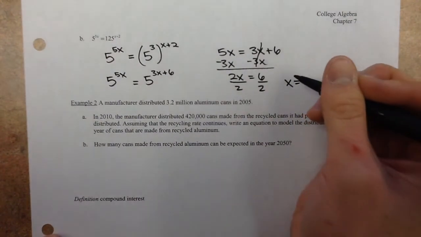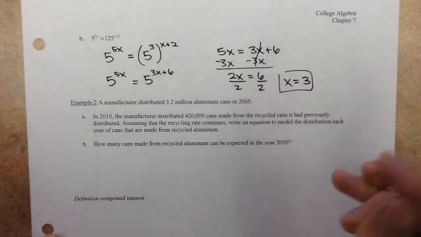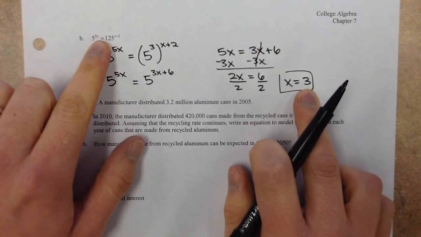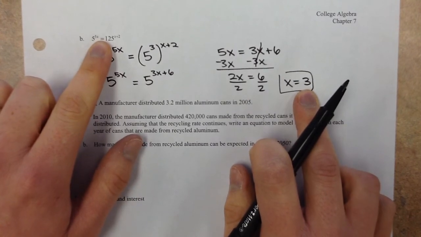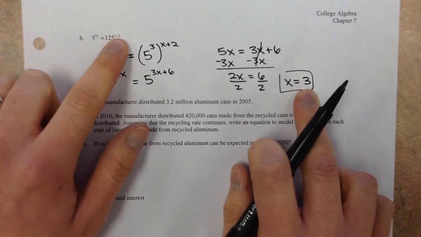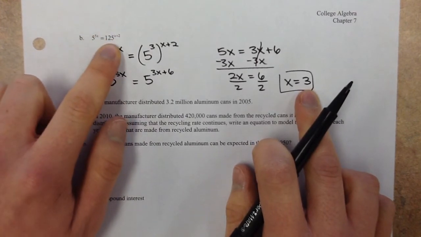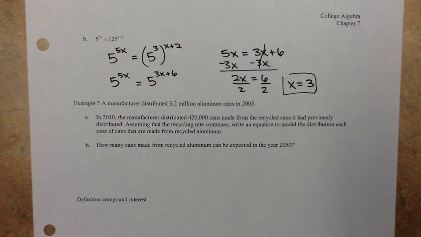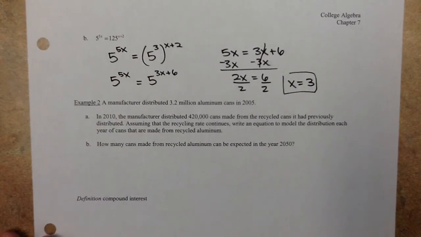Okay, so these would be pretty easy to check if you plug them back in. If we plugged in 3, 5 to the 5 times 3, that would be 5 to the 15th power, which is really, really big. If we plugged it in here, 125 to the 5th power. So 5 to the 15th compared to 125 to the 5th, you could check and show that that does, in fact, give you the same number. All right, so just some equations to solve there.